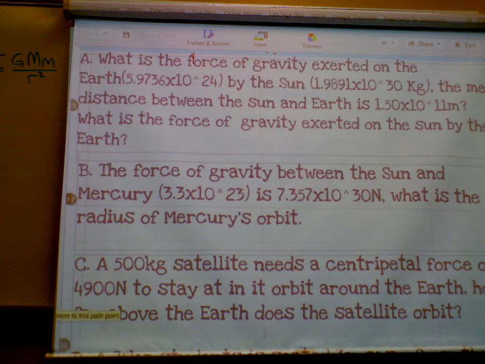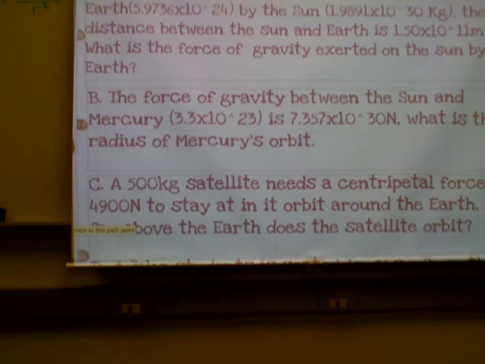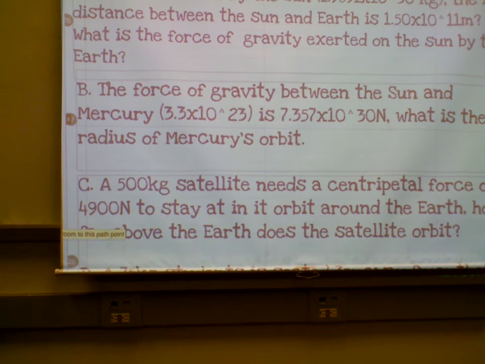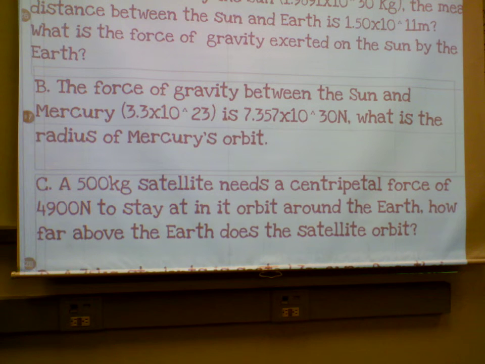All right, here we go. A 500 kilogram satellite needs a centripetal force of 4,900 newtons to stay in orbit around the Earth. How far above the Earth does the satellite need to orbit?